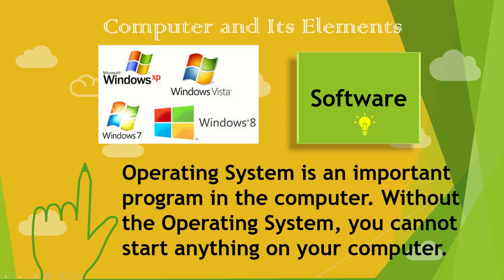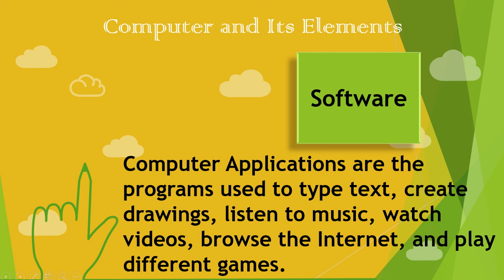You can see here examples of operating systems: Microsoft Windows, Windows Vista, Windows 8, Windows 7. Maybe you are familiar with those terms and those logos. Next, we have computer applications. Computer applications are the programs used to type text, create drawings, listen to music, watch videos, browse the internet, and play different games. It is commonly called apps.